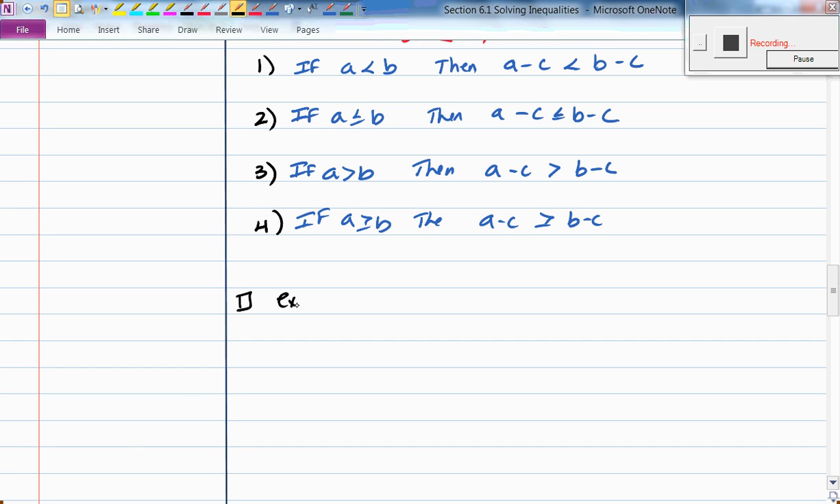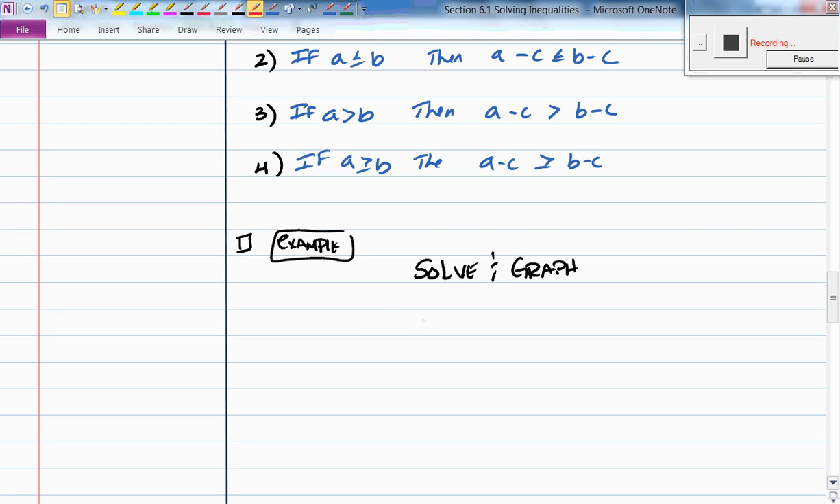Last example here. We're going to solve and graph, and the inequality that we're going to take a look at is this: 3 is less than or equal to y plus 8. If I want to solve this and isolate for y, and I treated that inequality sign as an equal sign, what would be the proper process to get that y by itself? We would subtract 8.